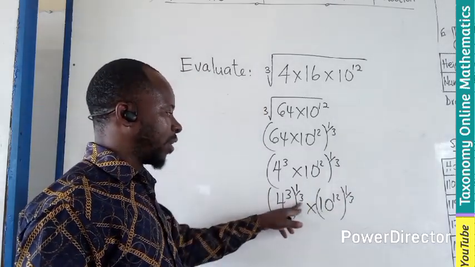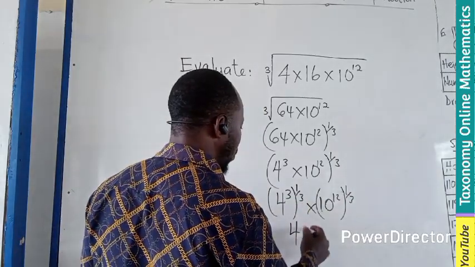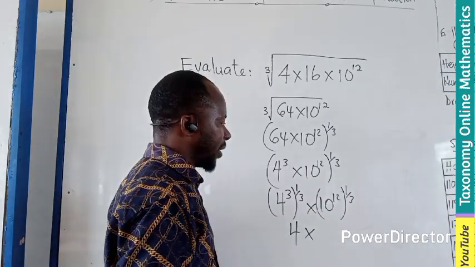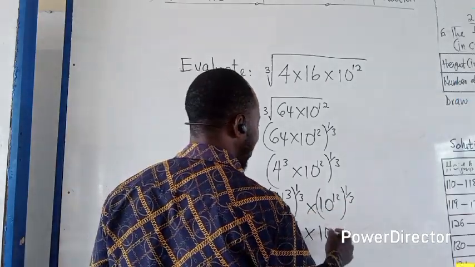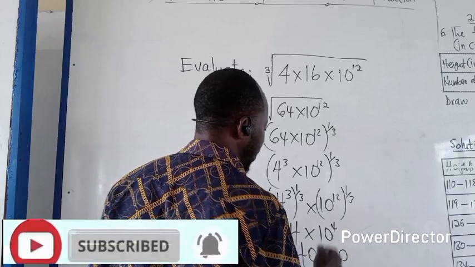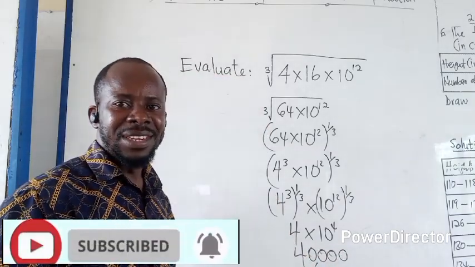So when you multiply this, you'll be having 4. When you multiply this, 12 divided by 3 will give you what? 10 exponent 4. That means your answer will just be 40,000, right?